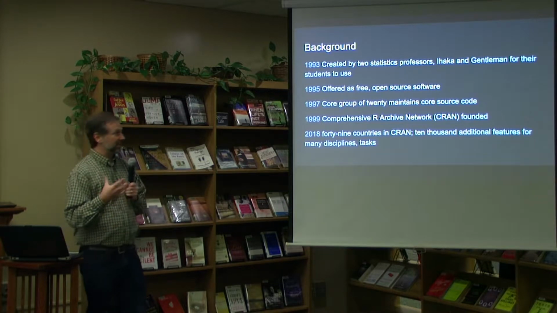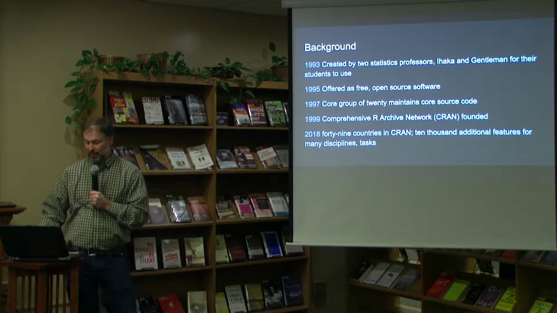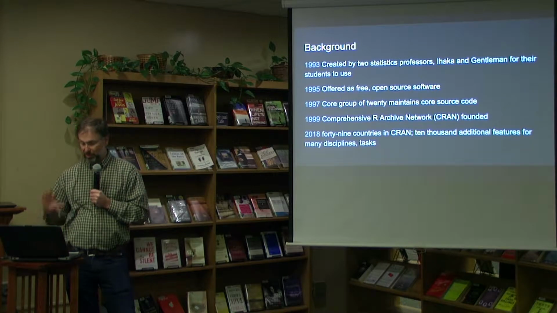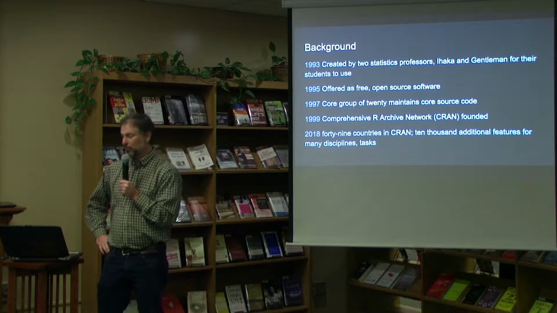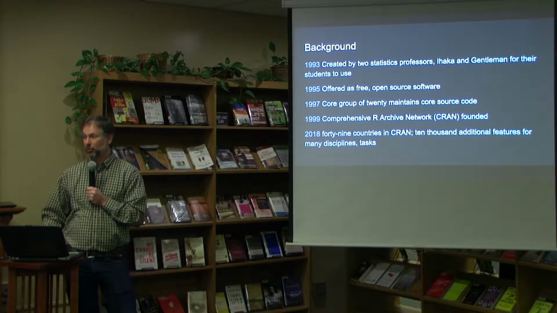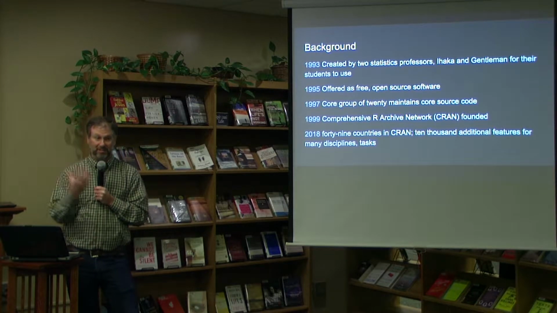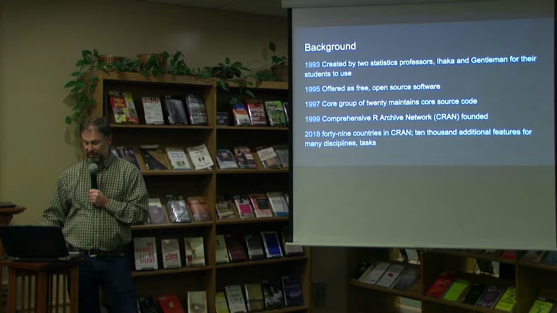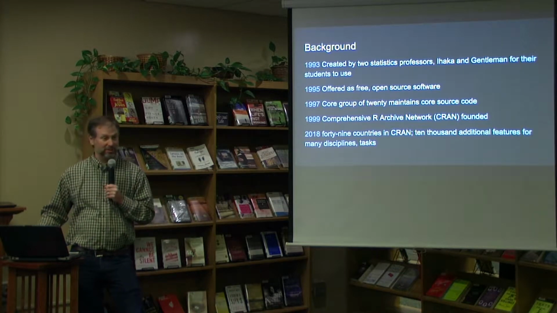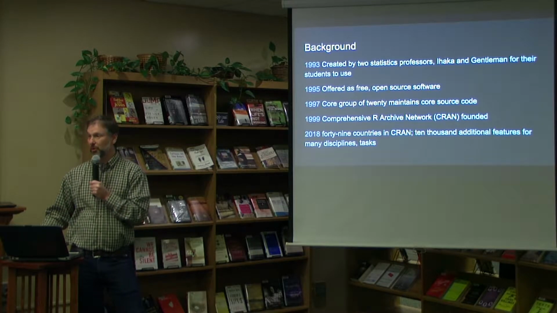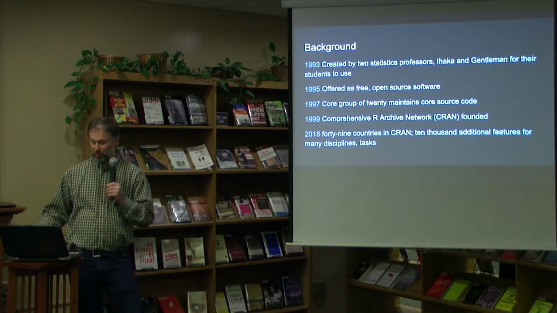And then as it developed later, a core group of people are maintaining the software as the source. So it is maintained by a large group of people, and that has continued to grow. And then in 1999, the Comprehensive R Archive Network was founded. So basically they hold the files of that source code in multiple places, so that it's both maintained and preserved for a long period. So we'll flash forward to 2018. Now there are 49 countries that have what are called mirror sites, or archives that have the software stored and maintained.